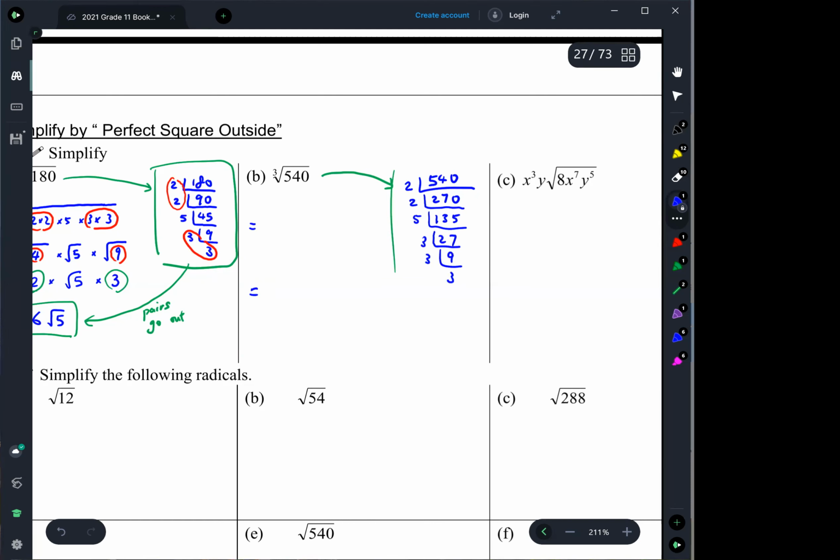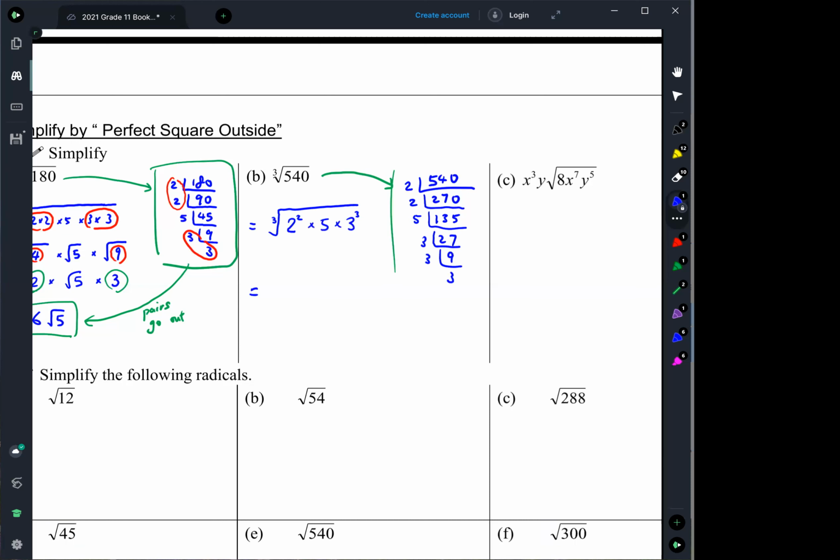Okay, so we have a pair of 2. Don't forget we have cube roots. Don't forget the little 3 on the outside. So 2 squared, because two 2s, a pair of 2, times a 5 times a triplet of 3, 3 times 3 times 3.